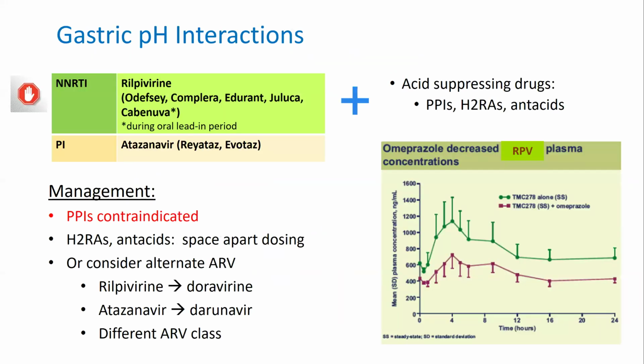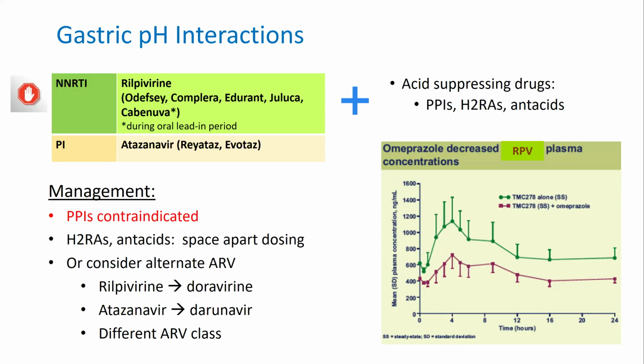The first mechanism of absorption interactions are those which involve changing the gastric pH. Certain drugs like oral rilpivirine and the protease inhibitor atazanavir require an acidic medium for optimal absorption. So they're contraindicated with proton pump inhibitors, and there are also interactions with H2 receptor antagonists and antacids.